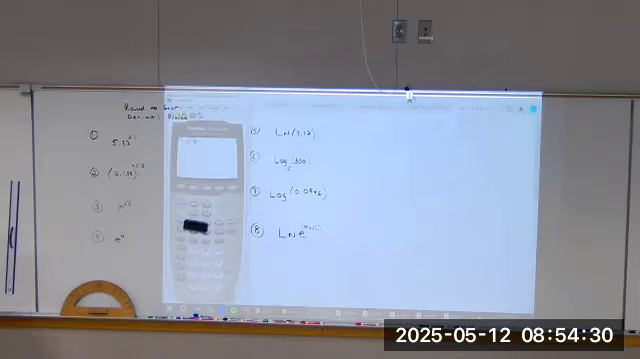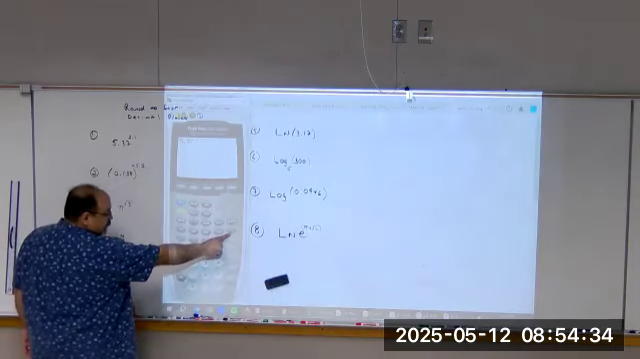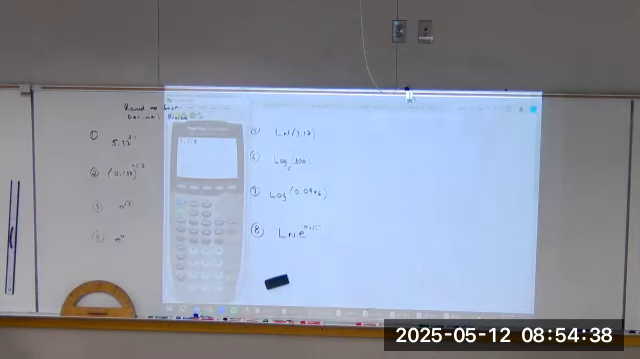The exponent button, that's on this calculator. The other calculators are different. Make sure you know how to use it. To the 2.1. Then you hit enter.